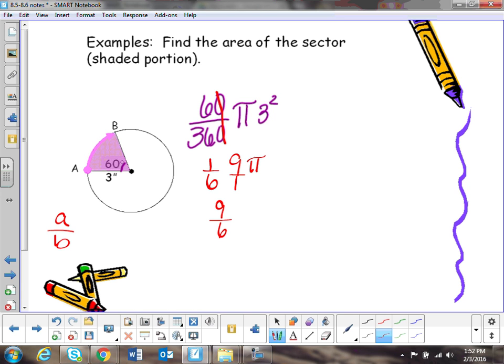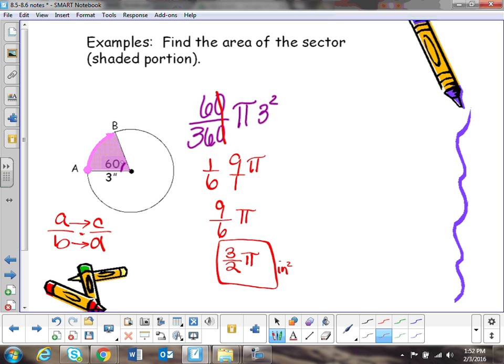You have a over b times c over d. Multiply that with that and that with that. Do not cross multiply because there's no equal sign in between. So you have 9 over 6 pi. You can't leave it like that either. What do you got? 3 over 2 pi. If you have to write that as 1.5 pi, that's okay also. That's a fairly simple example. That would be your answer in terms of pi.